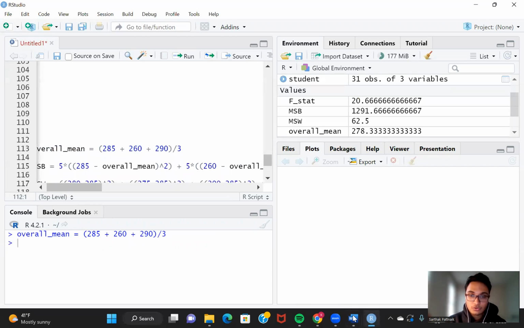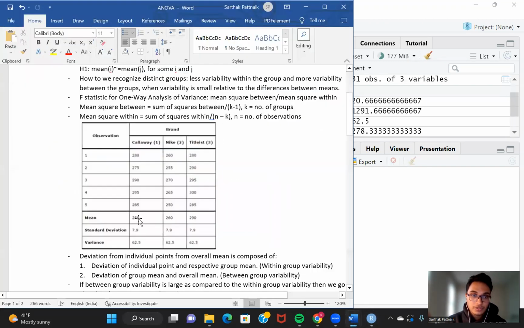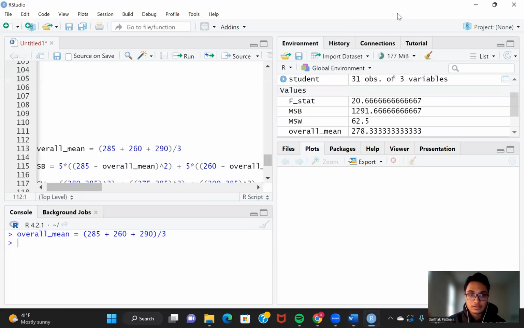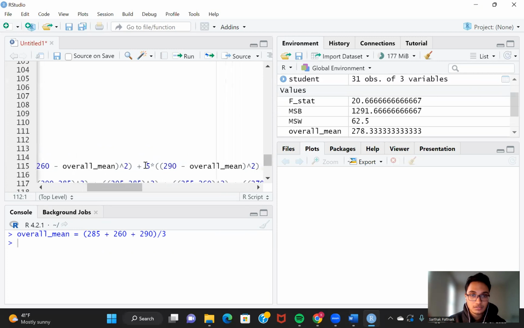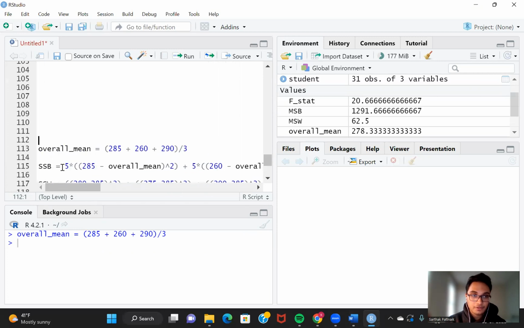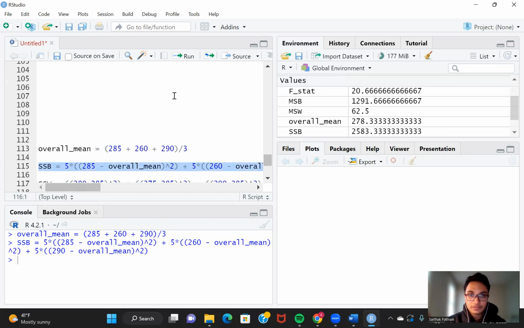If you look at my first group, the mean is 285. So 285 minus overall mean whole square. Then for the next one, 260 minus the overall mean whole square. And for the next one, 290 minus the overall mean whole square. And each you multiply by the number of observations. So this is how you calculate SSB.